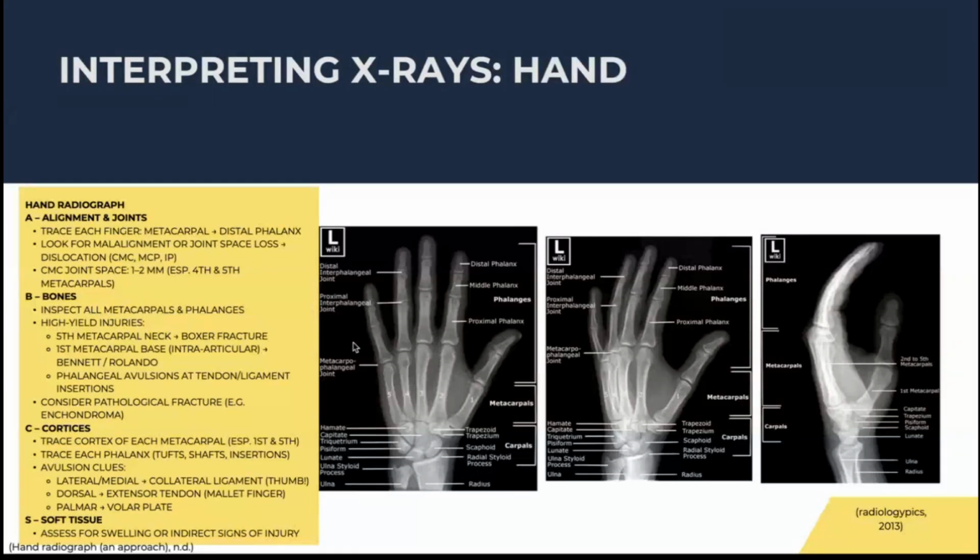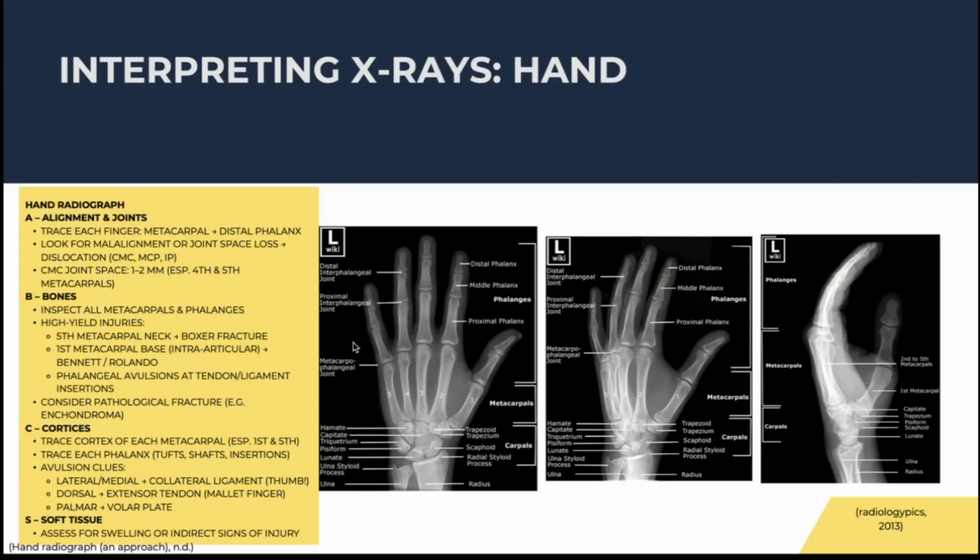And then finally looking at the hand, alignments and joints. So you want to trace every single finger, the metacarpals, the distal phalanx, all the way down to the distal tufts of the distal phalanx. You want to look for any malalignment or any joint space loss and any evidence of dislocation. The carpal metacarpal joint space should be around 1 to 2 millimeters, especially the fourth and the fifth metacarpals as well. So you want to make sure that you're looking at that.